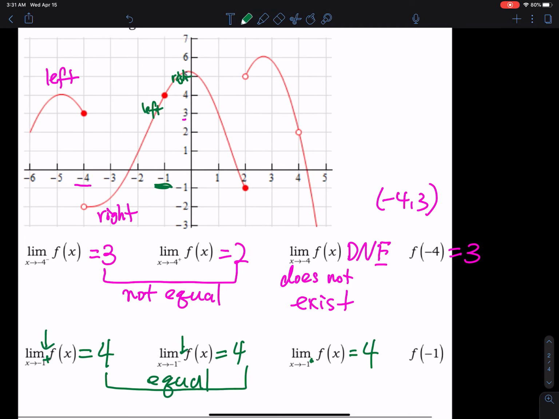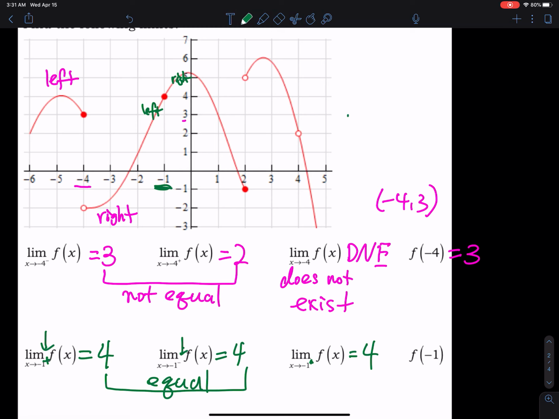It's like you are driving. You are driving from this direction, left, and then from this direction, right. You stop at the same point. You drive from the left, you stop at this point. You drive from the right, you stop at this point. That means this point is solid. The limit exists at that point.